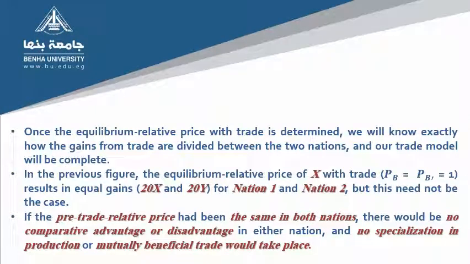Finally, once the equilibrium relative price with trade is determined, we will know exactly how the gains from trade are divided between the two nations, and our trade model will be complete. Note that in the previous figure, the equilibrium relative price of X with trade results in equal gains for nation 1 and nation 2, but this needn't be the case.